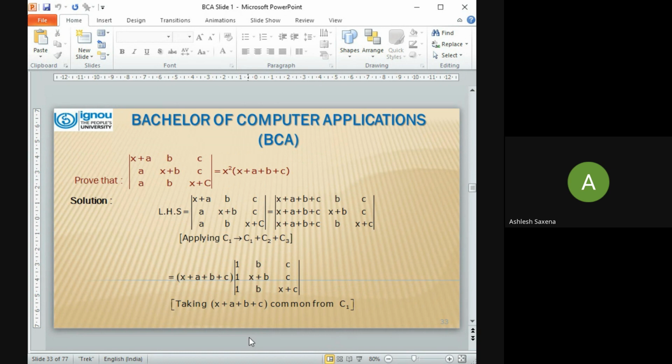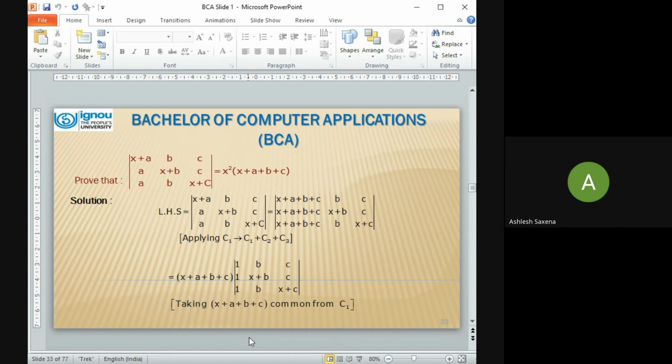Now have a look at the problem. I will tell you now how to solve these types of problems. The problem is given to you and you are being asked to prove it. Just have a look at the right hand side. What is given to you?